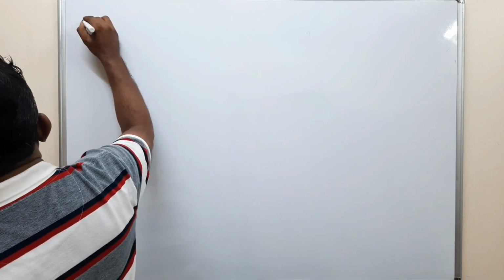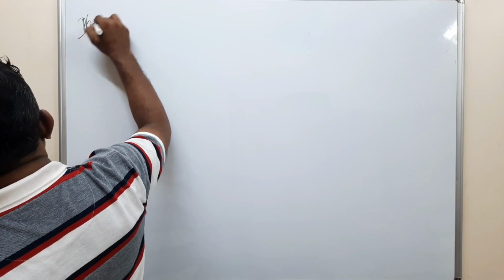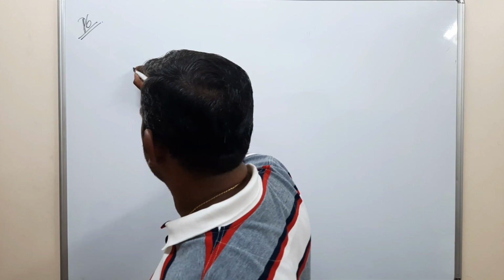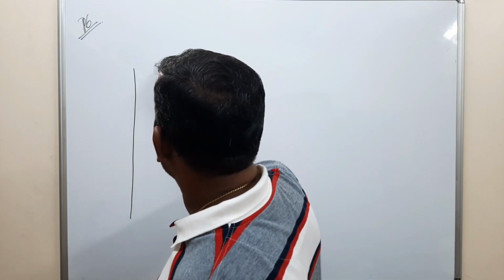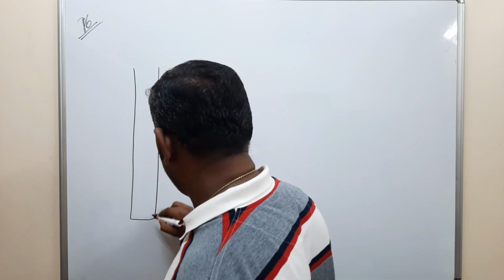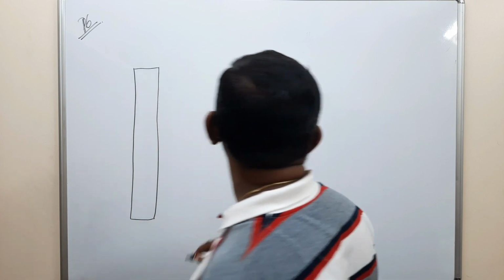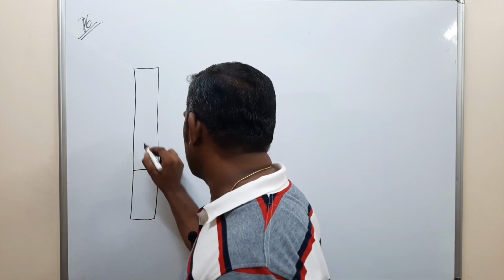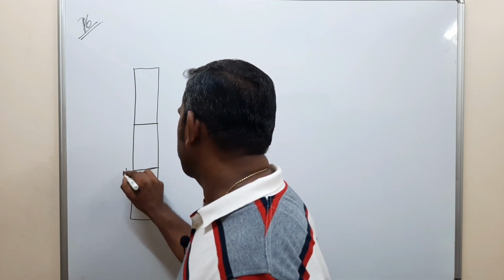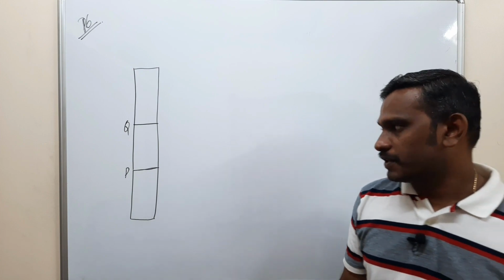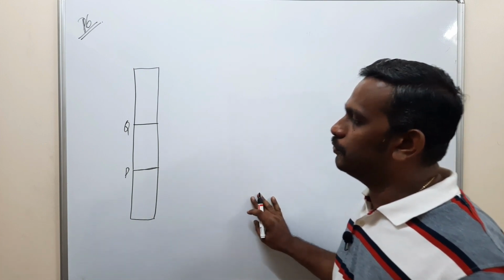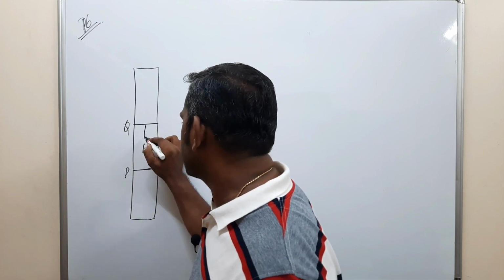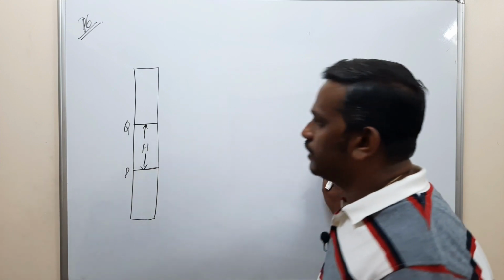So the sixth question. Consider a tower. Let P and Q be 2 points in the tower. So the distance of separation between the points P and Q, let it be capital H.